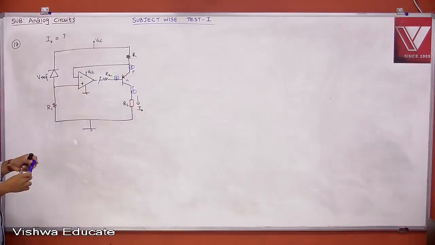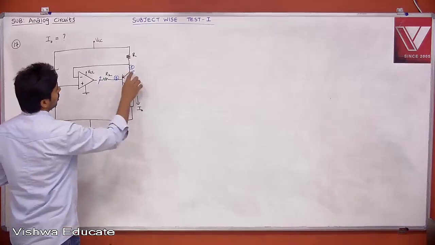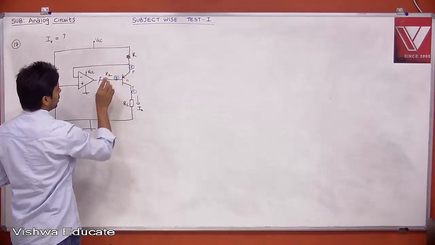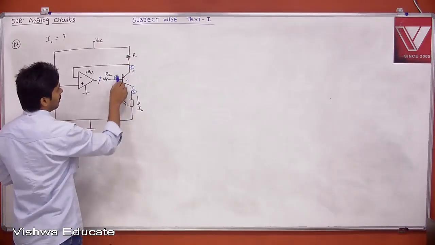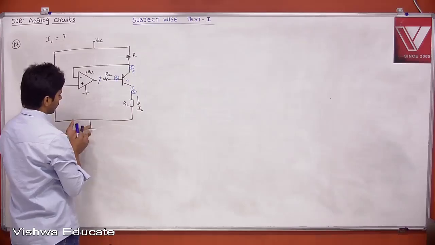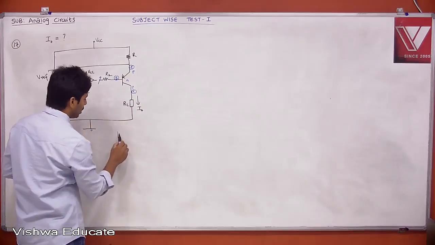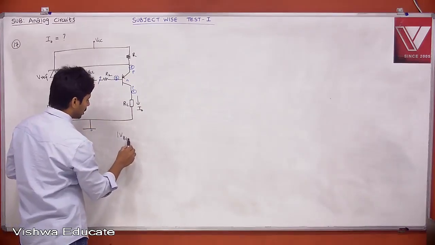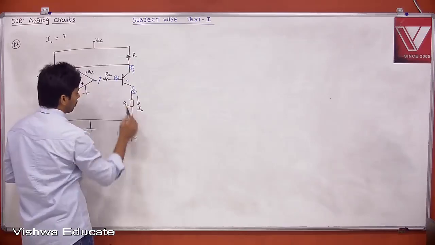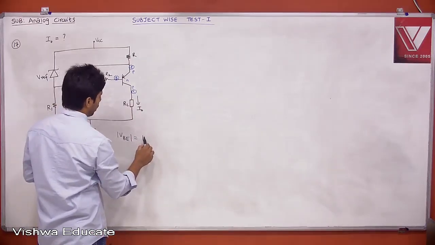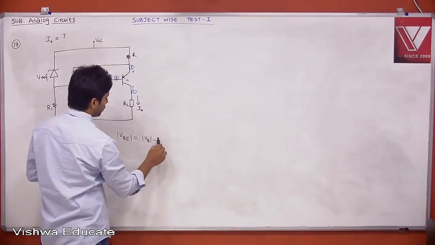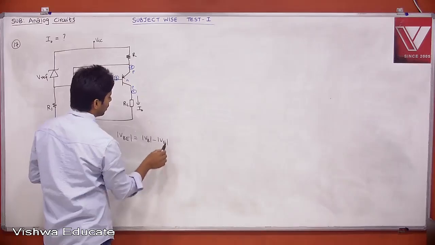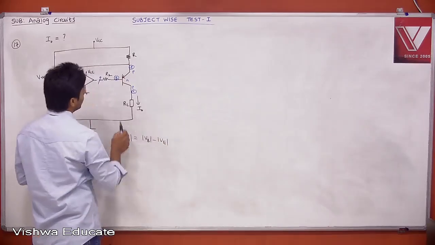Now you take mod VBE, mod VCE and all. When this voltage is increasing, your emitter is almost connected to the power supply, let us say. Then your base voltage is increasing. When base voltage is increasing, what is your VBE? Mod VBE is equal to mod VB minus mod VE. Let us say VE is kept constant, right?